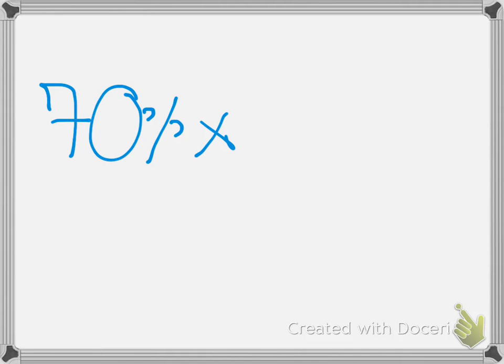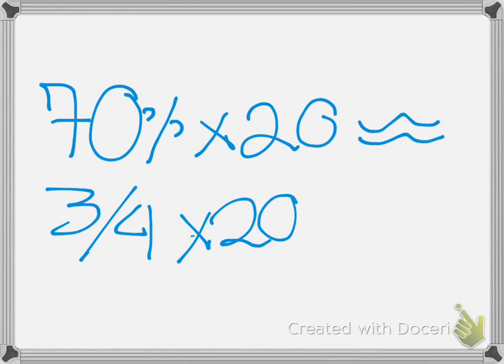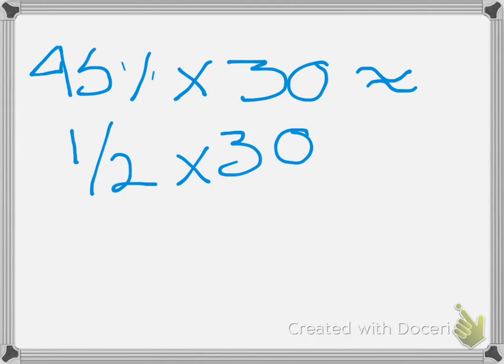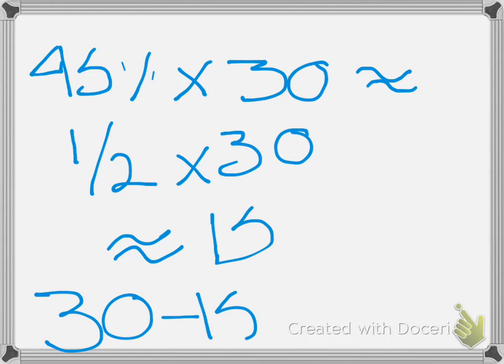For the third problem, you're going to have to do 70% times 20, which is approximately 3/4 times 20. Then that equals 15. For the fourth problem, you're going to do 45% times 30, which is approximately half times 30, and that is approximately 15. 30 minus 15 is 15.